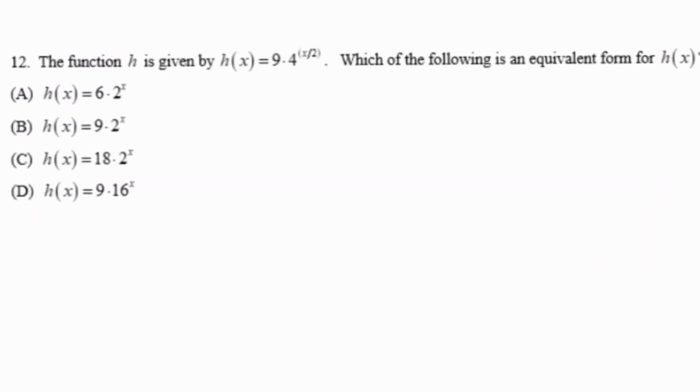Now number 12, this is h of x. So this is dividing here. Let's ignore the 9 for now. 4, so it's actually square rooting a form. So 2, that's x. And that gives us 2x.